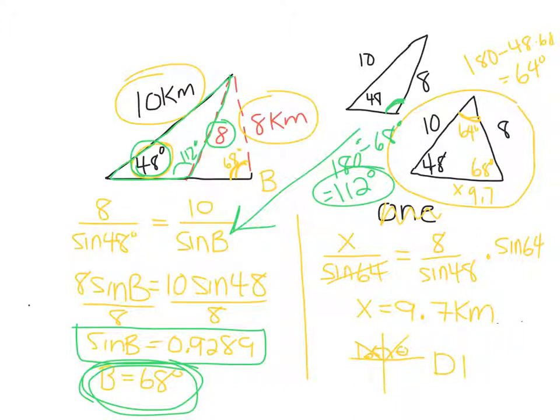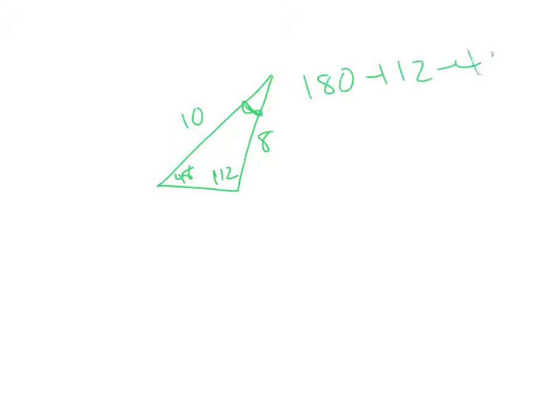So we got 112 and 68. So let's try to solve for this little triangle. I'm just going to use an extra paper. Okay, so now we're dealing with this triangle. So we just found out this is 112. This is 48. This is 10 kilometers. This is 8. And if we wanted to find this angle here, we would just do 180 minus 112 minus 48, which is 20 degrees.